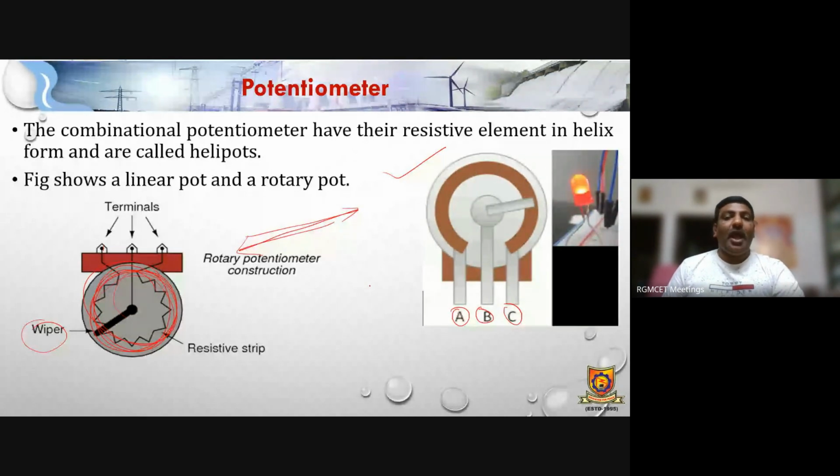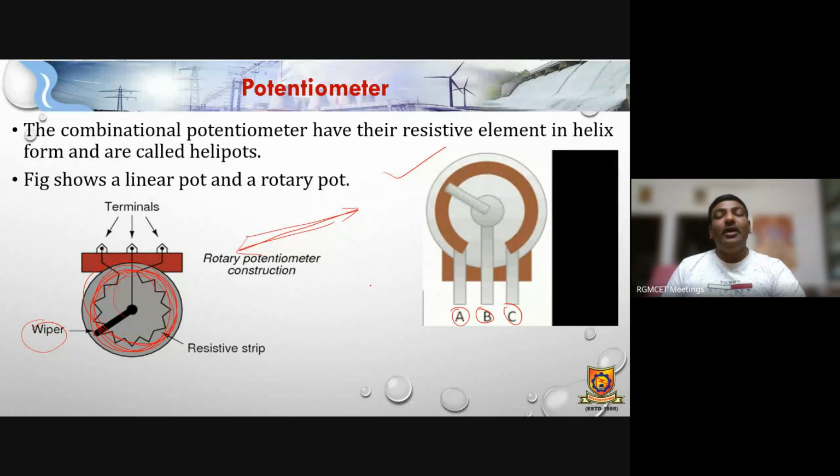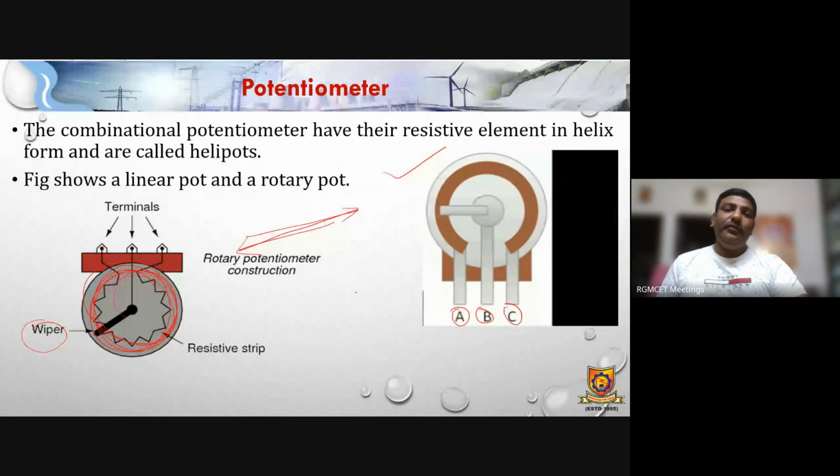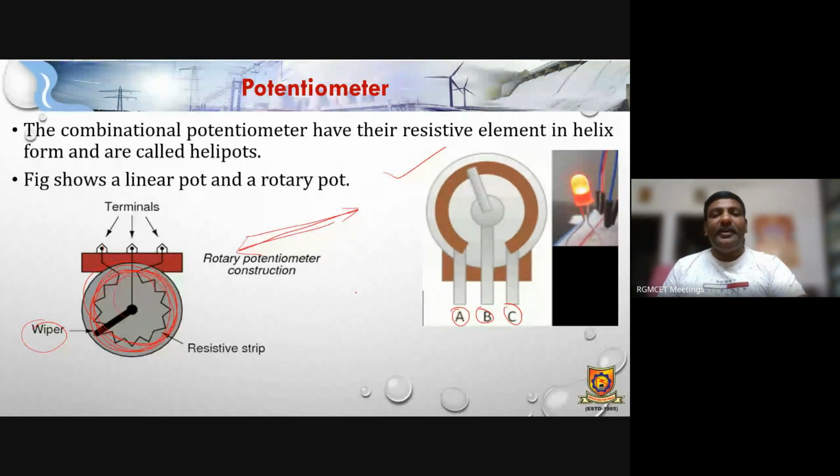So we can have a linear motion or a rotational motion. We can also have a helical form, just like a spring, also called a helipot. If the potentiometer is linear, we call it a linear potentiometer. If it is rotational, we call it a helipot, right?